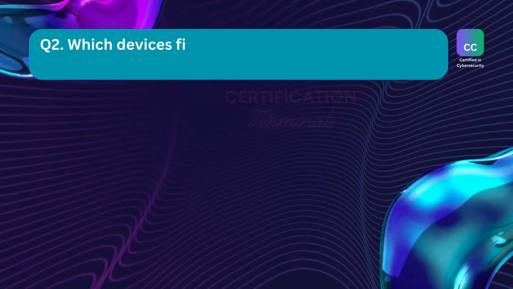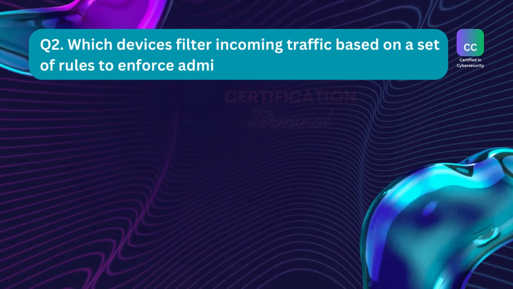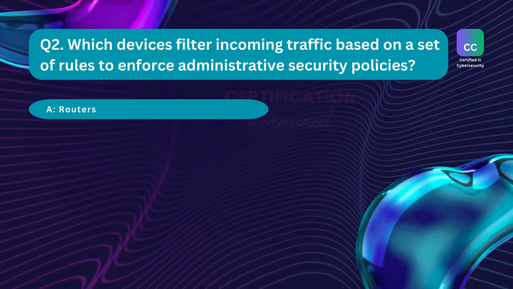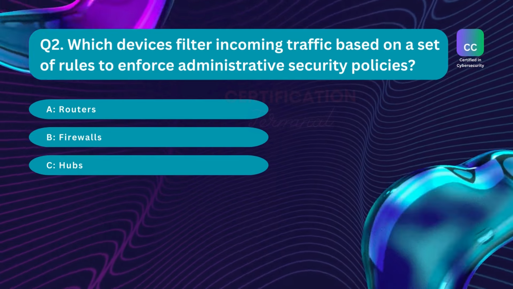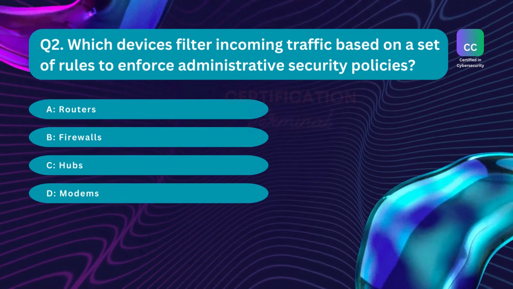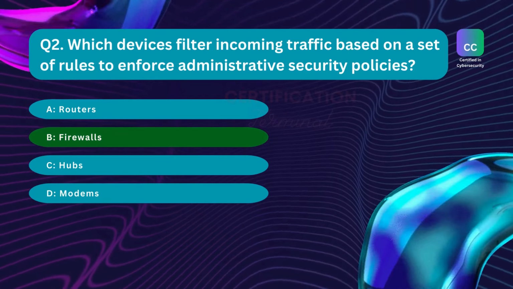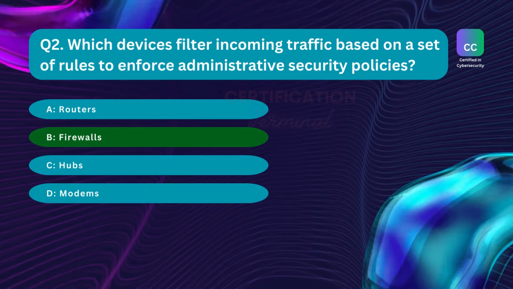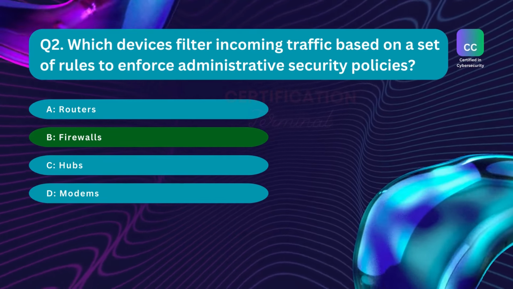Question 2. Which devices filter incoming traffic based on a set of rules to enforce administrative security policies? Option A, routers. Option B, firewalls. Option C, hubs. Option D, modems. The correct answer is Option B, firewalls. A firewall is a network security device that monitors incoming and outgoing network traffic and decides whether to allow or block specific traffic based on a defined set of security rules.